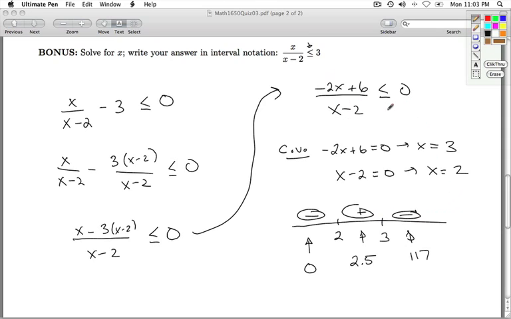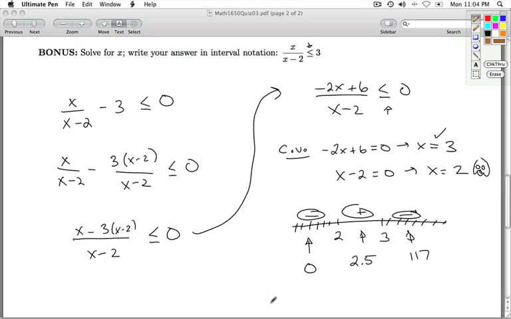I look at my inequality, I want to know where it's less than or equal to 0. It's less than 0 on these intervals. That's where I have my negatives. That's where it's less than 0. Where is it equal to 0? Well, it's going to be equal to 0 at potentially the critical values. If I plug in x equals 3, I get a 0 over 1, that's equal to 0. So I'm going to keep it. If I plug in x equals 2, on the top I get a 2, on the bottom I get 0, and that's undefined. So I'm going to leave out the 2.